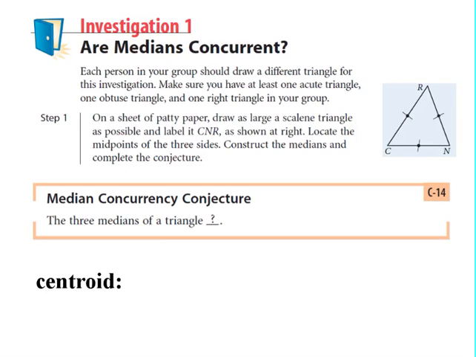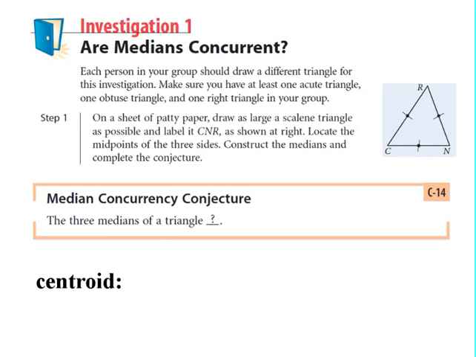Label it C and R. Remember, those are the vertices of the triangle, as they are in the diagram. Now locate the midpoints of the three sides. Remember, to find the midpoint, you fold the triangle on itself and match endpoint to endpoint.